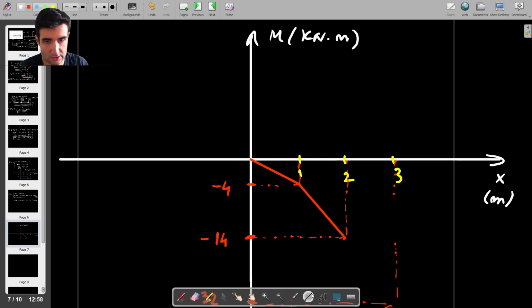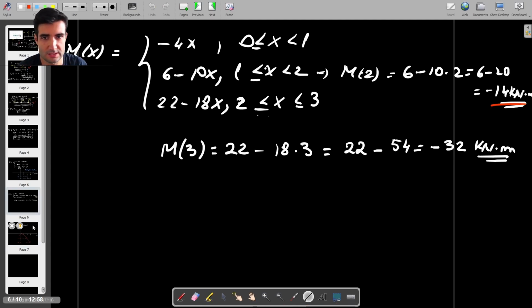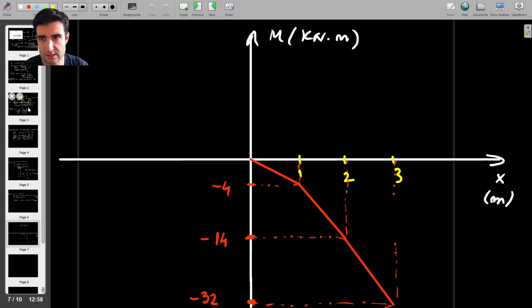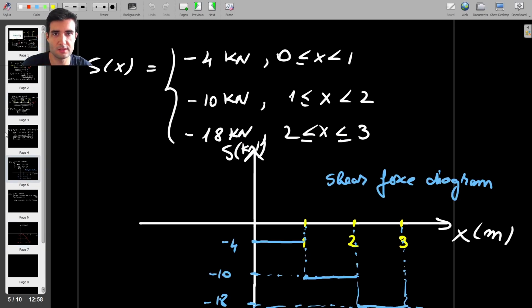And we can draw a straight line like this. Again, the straight line is not really continuing from above because it has a different slope. It's minus 18 instead of minus 10, but yeah, you get the idea. This is the bending moment diagram, like that. This is the shear force diagram, and that's the end of the question.